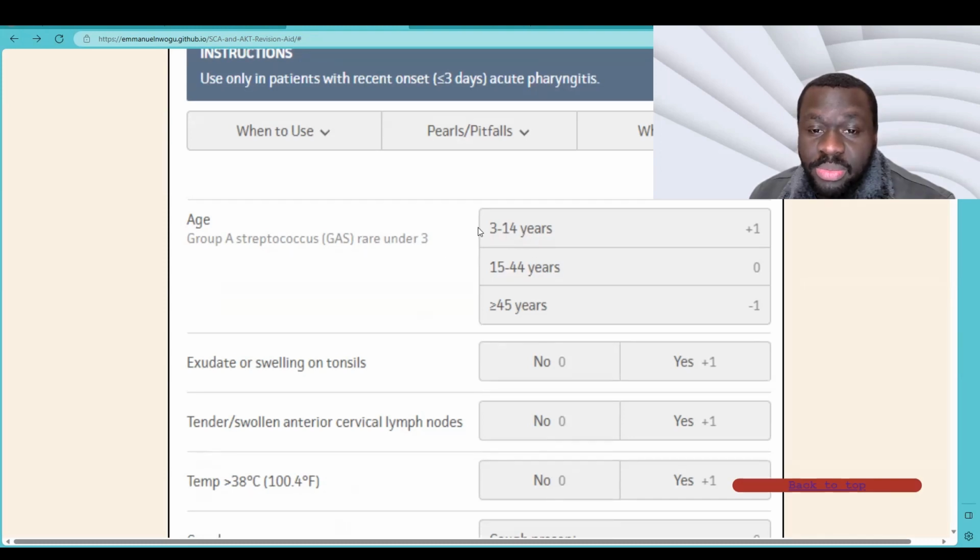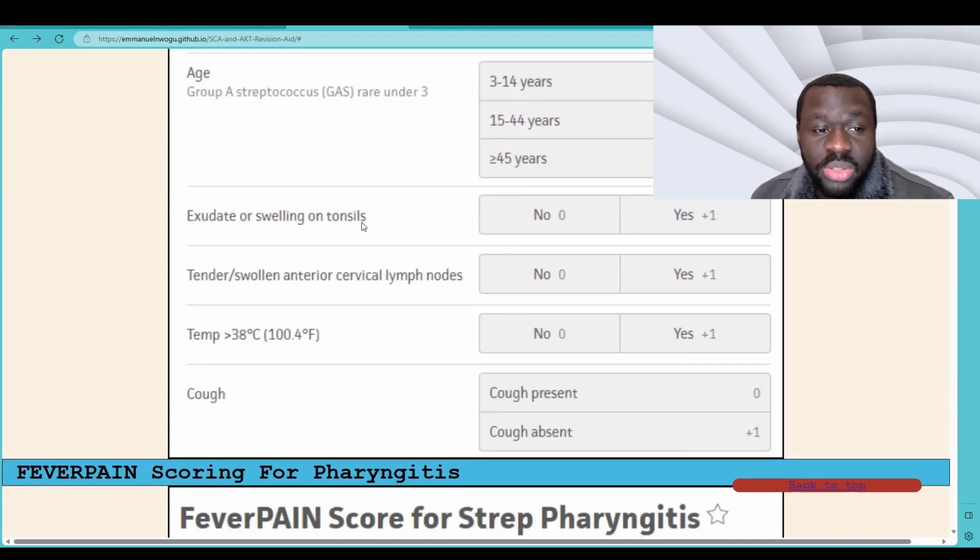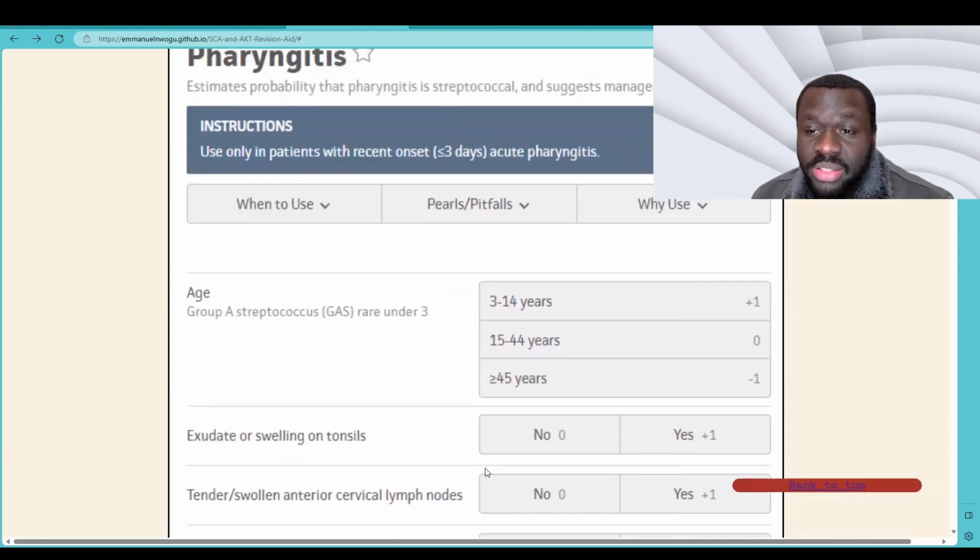So if the individual is 3 to 14 years old, score plus 1 on the Centor score, which means you have a lower threshold of prescribing antibiotics in children than in adults. If there's exudate or swelling on the tonsils, swelling on the tonsils alone is +1, which means the tonsils are enlarged. If there's exudate on the tonsils, still +1. If you have tender, swollen anterior cervical lymph nodes, +1 on the Centor score, and a temperature of more than 38 degrees Celsius.